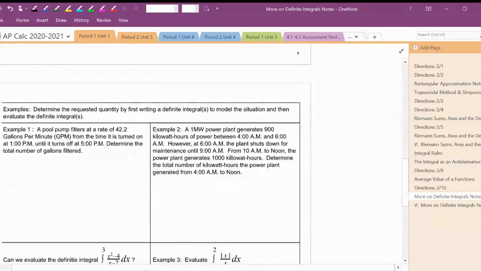All right, so here's a couple of examples. We're going to first write a definite integral to model the situation, and then we'll go ahead and evaluate these definite integrals. So we have a pool pump that filters at a rate of 42.2 gallons per minute from the time that it is turned on at 1 p.m. until it's turned off at 5 p.m. Determine the total number of gallons filtered.